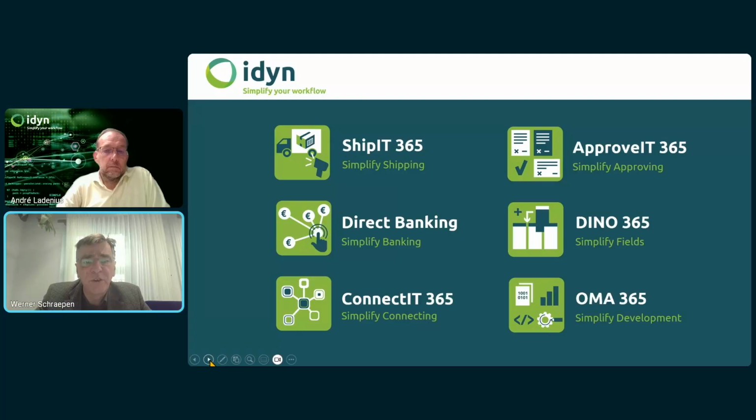I always take as an example that you have an e-commerce site where an order is registered, and with Connected you inject it into Business Central, and then with Shipit, the shipment is automatically done. And then we have Approve It, and Approve It allows you to do the document flow using electronic signing. And last but not least, DINO 365, which we're going to show you a little bit in this webinar.